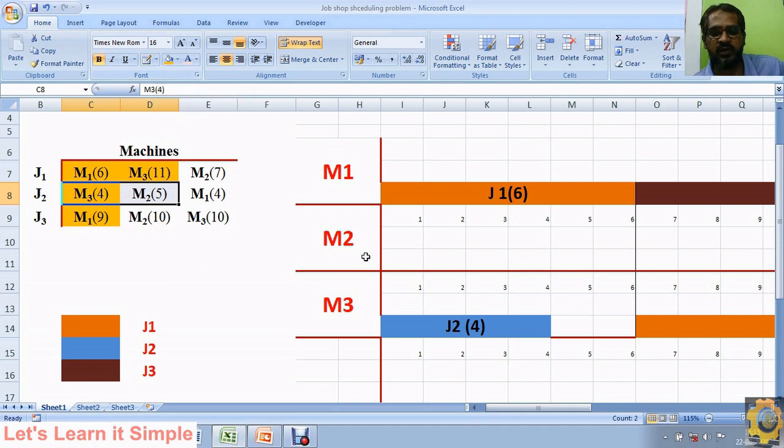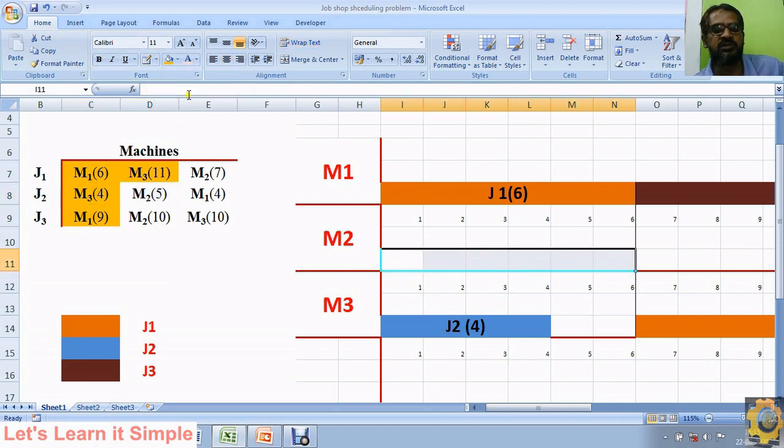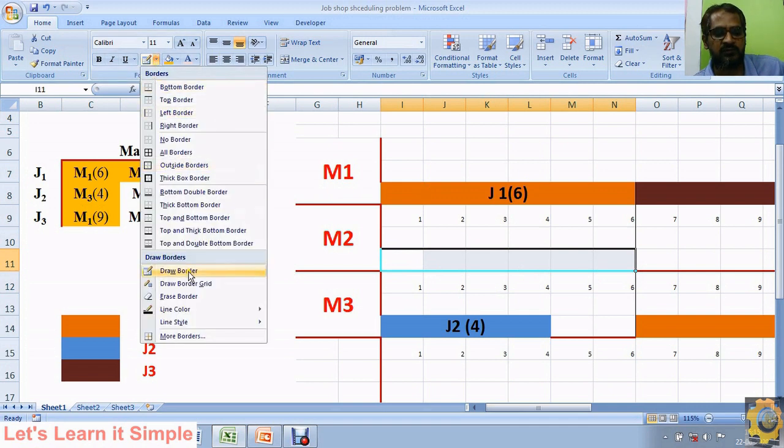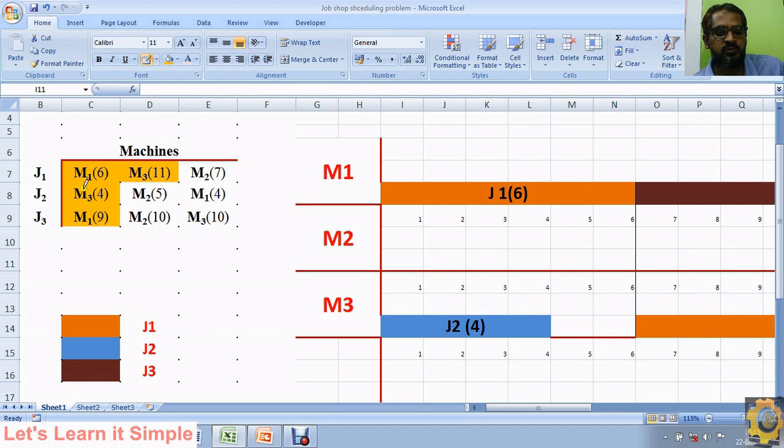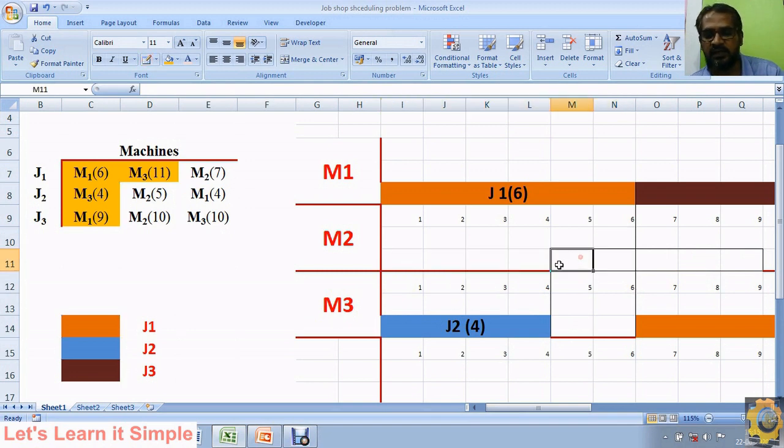So machine 2, as of now, is idle. There are no jobs to be processed, no job in the queue. Therefore, job 2 can go to machine 2. Job 2 at the 4th time unit on machine 3 is ready to be dispatched to the second machine. It is taking a time unit of 5. So 4 plus 5, it is 9.